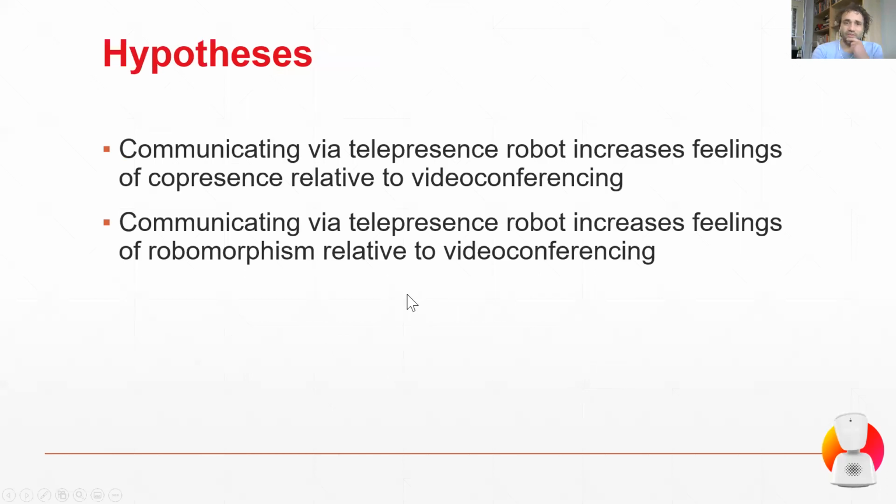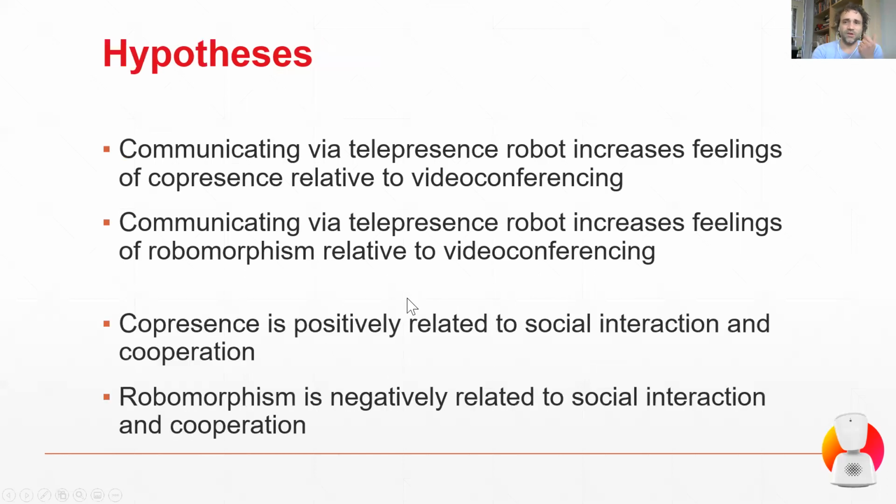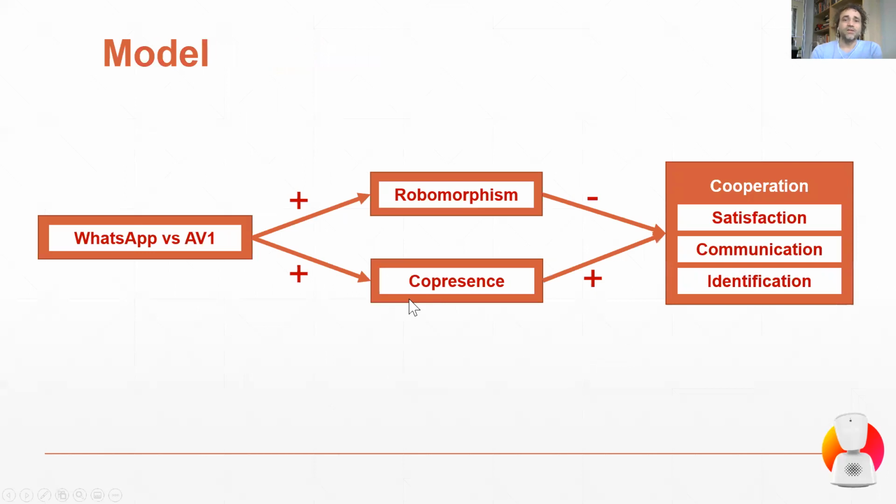So this is what we wanted to investigate. These are our hypotheses, but it's easier to see in this model. We thought that if you communicate via a telepresence robot, it would lead to more co-presence and more social presence, but also to more robomorphism. And that could have a differential effect on the ability to cooperate: a negative effect of robomorphism, because you treat the other like a machine, and a positive effect of co-presence or social presence. That's what we aim to investigate.